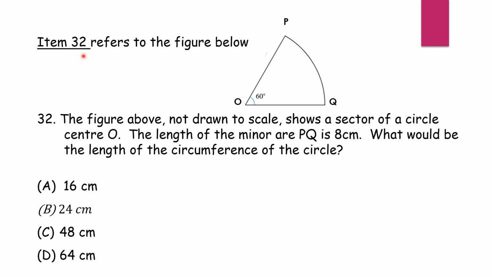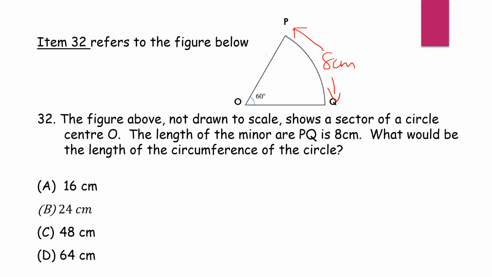Question 32 refers to the figure below. It's a sector, 60 degrees, not drawn to scale. The center is O. The length of the minor arc PQ is 8 centimeters. So that means from here to here is 8 centimeters. What would be the length of the circumference of the circle?